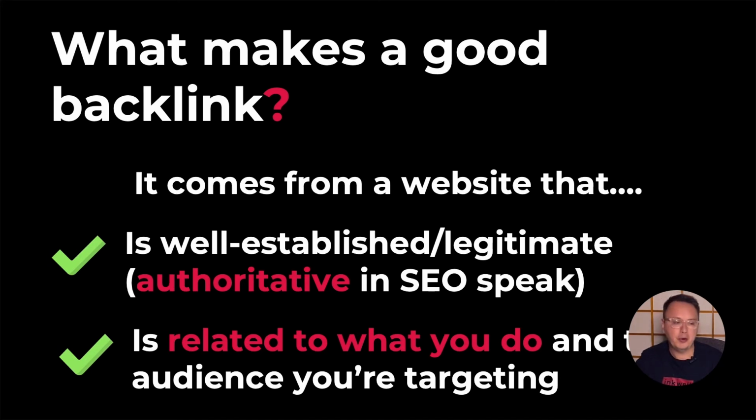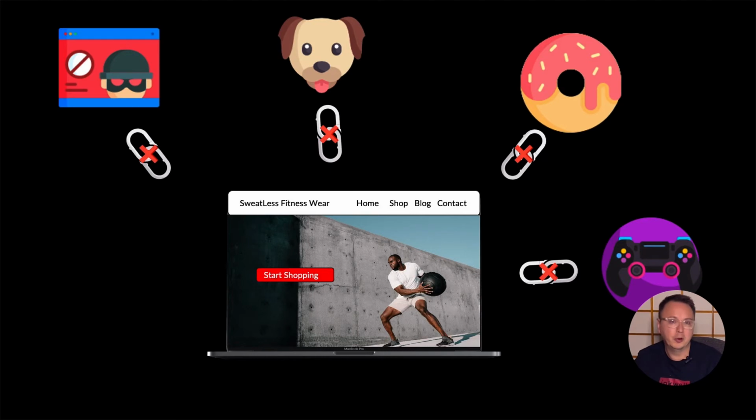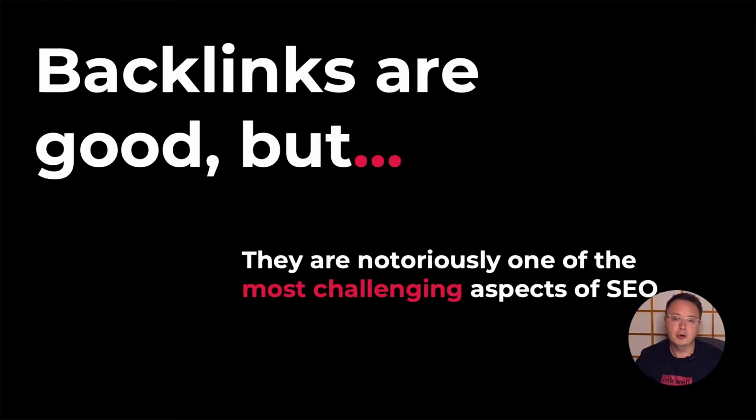You want links pointing to your website from reputable, authoritative websites that are related to what you do in your industry. For example, if you run an online sportswear company, it would be great to get links from really good fitness blogs, and if you can swing it, companies like Nike and Lululemon and Under Armour. On the flip side, you really don't want links pointing to your website from spammy websites or websites that have nothing to do with what you do. The more links you have pointing to your website, the more Google will start to see your website as authoritative and trustworthy, and that's really good for SEO.